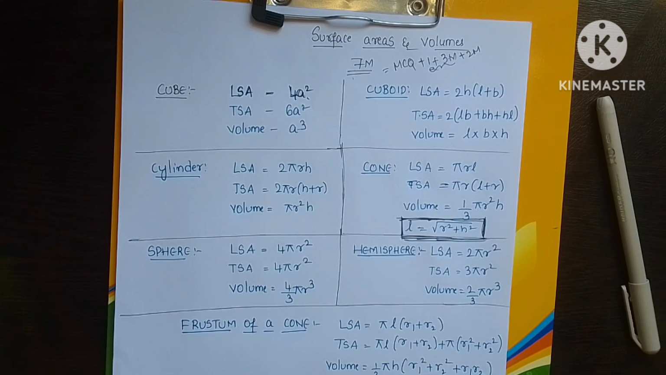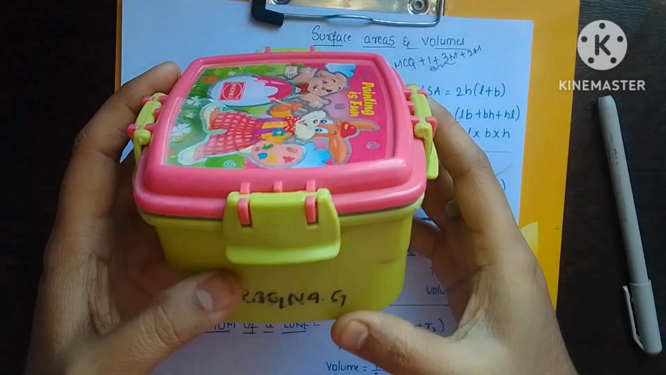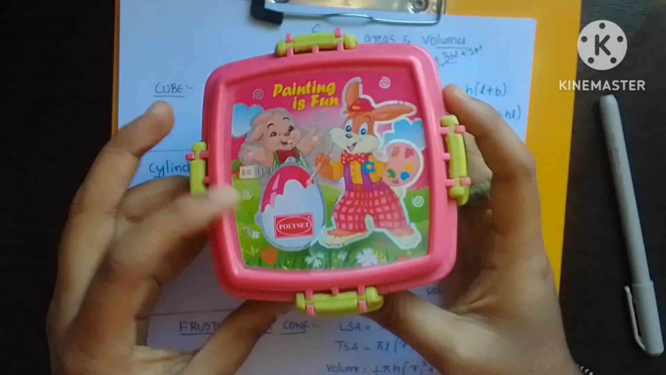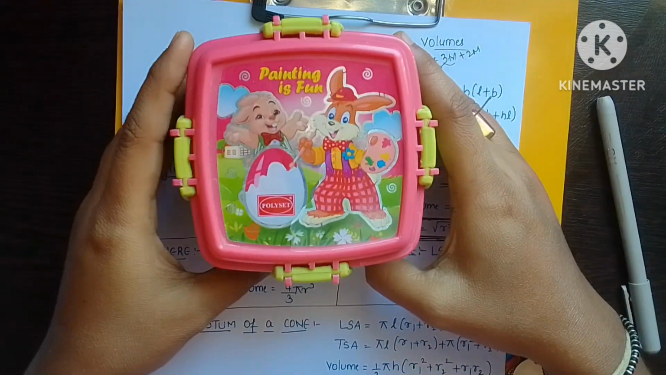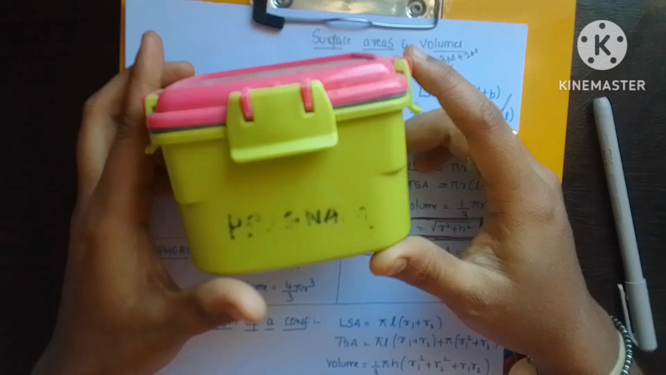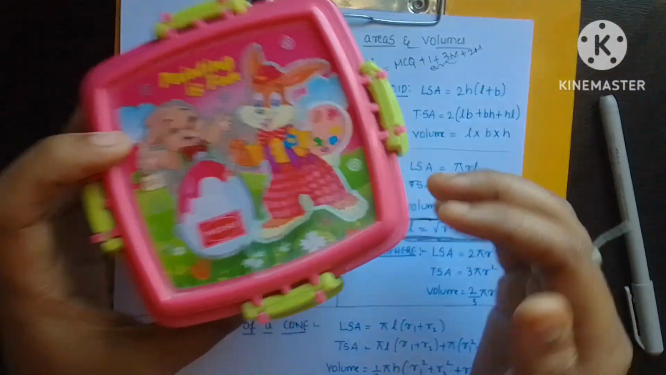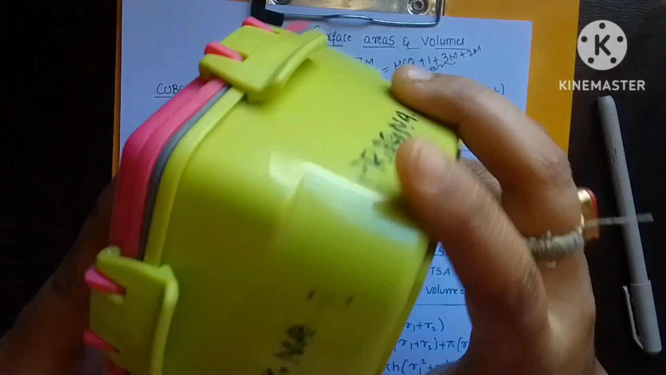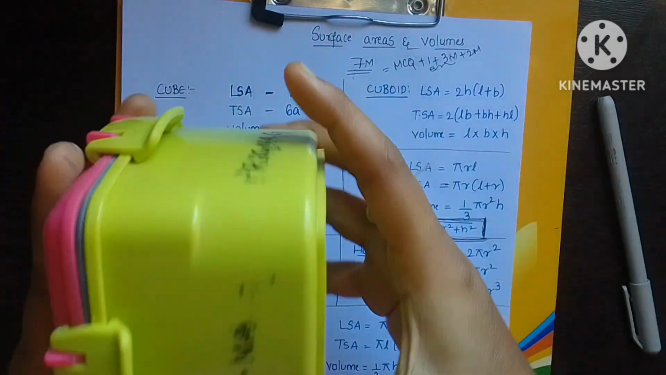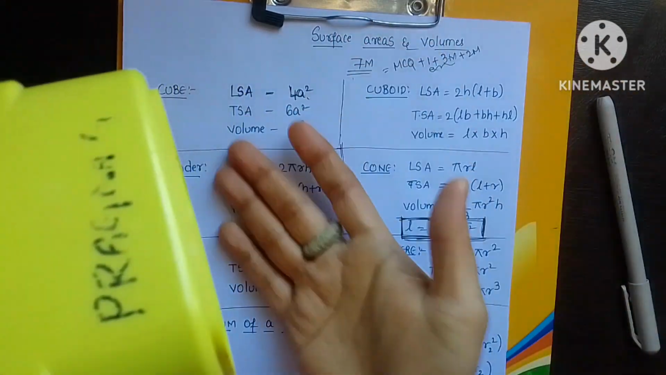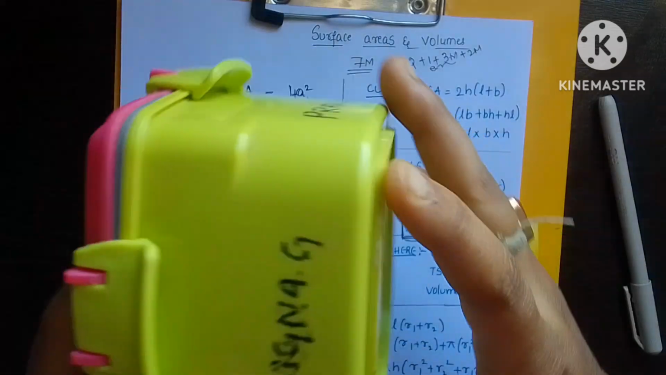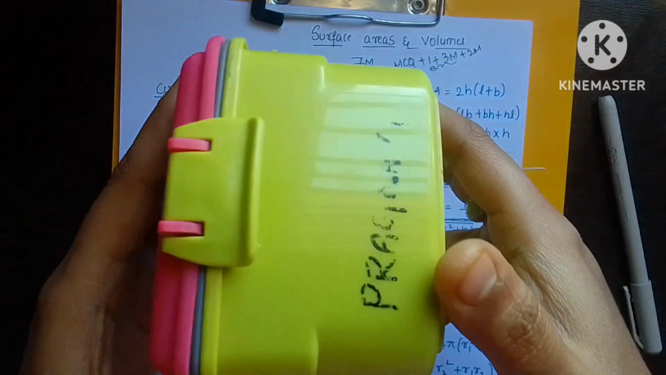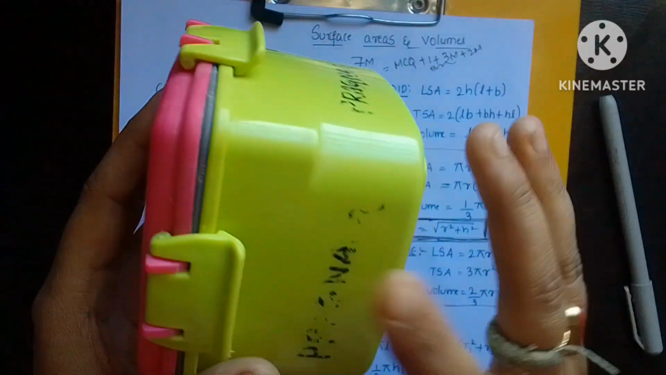So first of all, what is meant by lateral surface area? Think that this is a cube. Okay, a cube means in which all the sides are equal. So lateral surface area means the surrounding places, like this 1, 2, 3 and 4, surrounding that which is not touching the bottom. It is known as a lateral surface. The surrounding sides are known as lateral surface area.